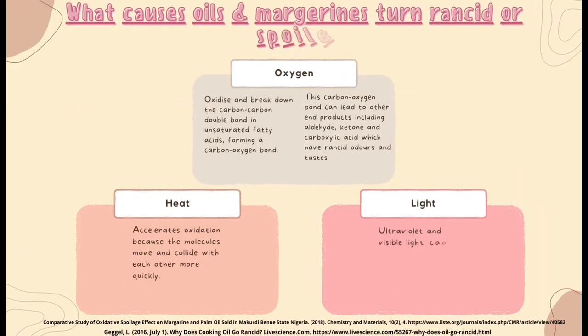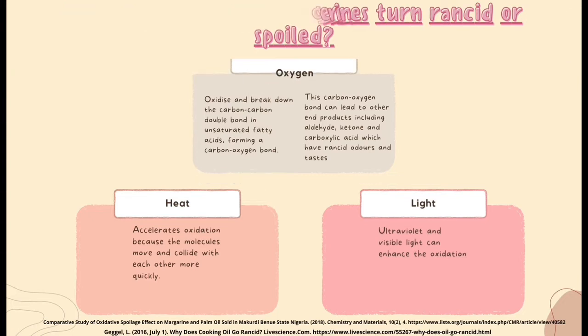Oils and margarines can turn rancid or spoil due to exposure to oxygen, heat, and light. Oxygen can oxidize and break down the carbon-carbon double bond in unsaturated fatty acids, forming a carbon-oxygen bond. This bond can lead to other end products including aldehydes, ketones, and carboxylic acids, which have rancid odors and tastes. Then, exposure to heat. Heat can accelerate oxidation because the molecules move and collide with each other more quickly. Lastly, exposure to light. Ultraviolet and visible light can enhance the oxidation.